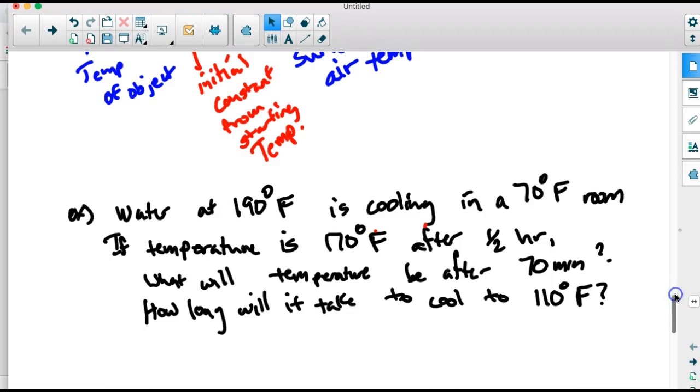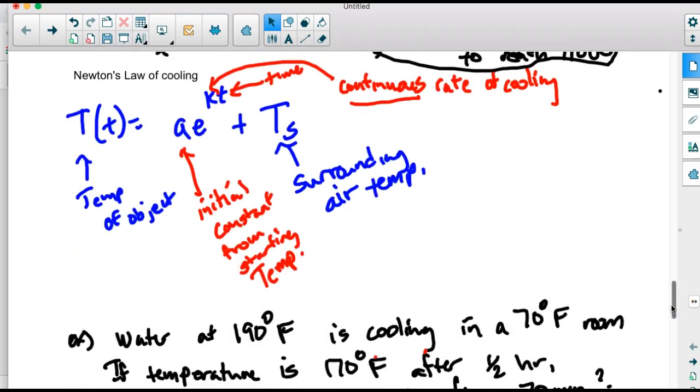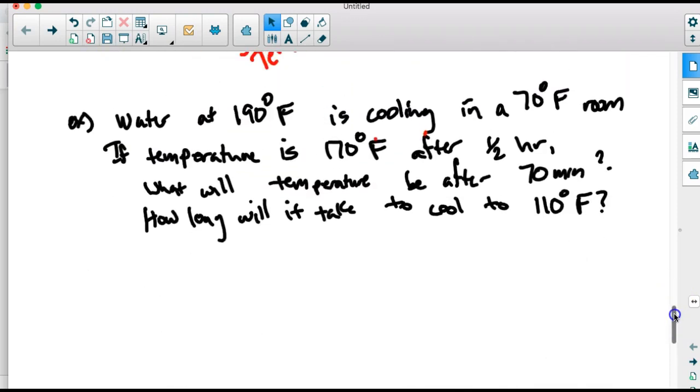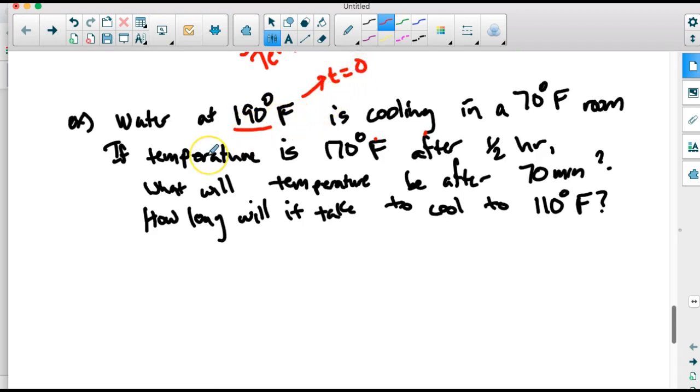So we're going to use the initial value to help us find the initial constant. The initial constant is something that's found using the initial value. Initially it starts out at 190 degrees, right? So we're going to take our initial value here, which is 190, and that's when time equals 0, and we have everything else in the equation that we need to help us find A. So we have 190 as our initial value. We don't know what A is. That's our initial constant. e to the k times 0, because time is 0. And we know what the temperature of the room is. It's 70.